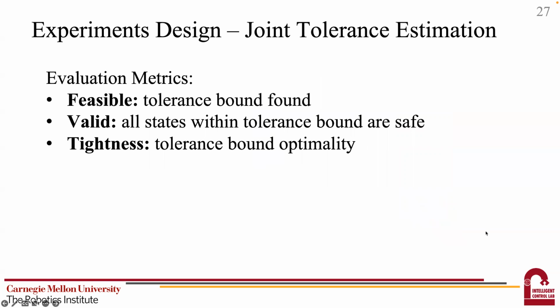To evaluate the performance of the joint tolerance estimation problem, we use four metrics as listed here. Feasible means the optimization problem can return a tolerance bound estimation. A tolerance bound is valid if all possible states within the bound are safe. Tightness is to judge the optimality of an estimated tolerance bound.